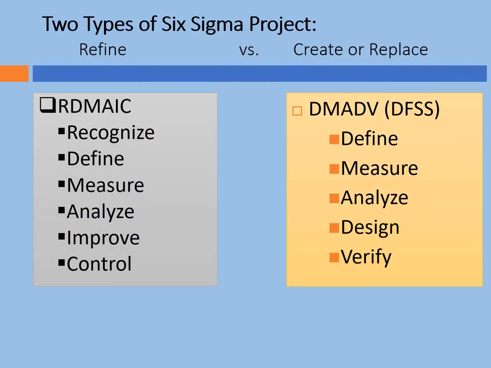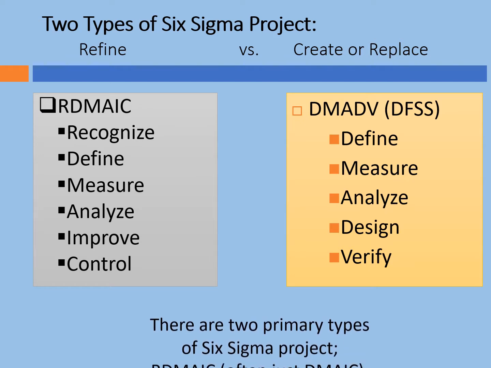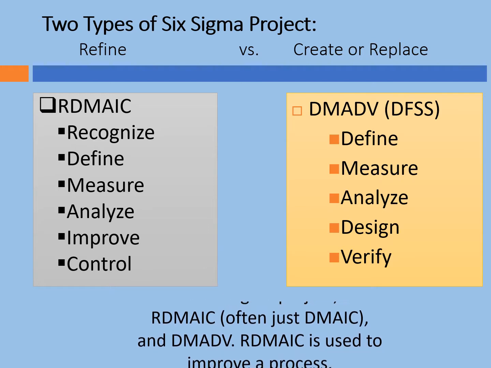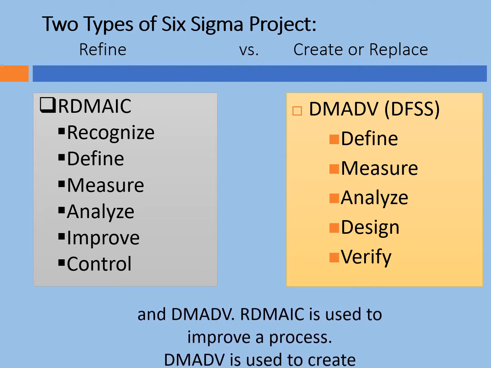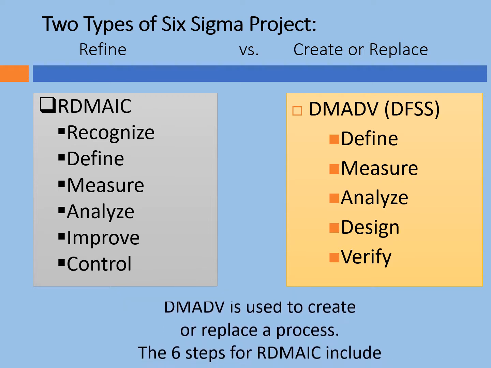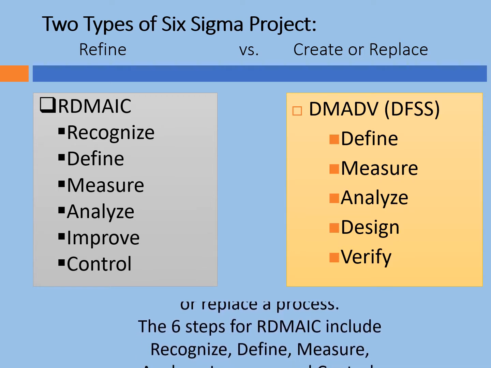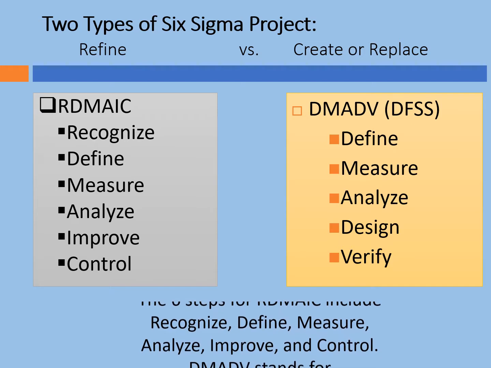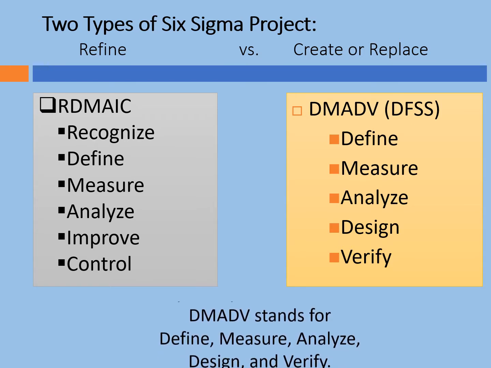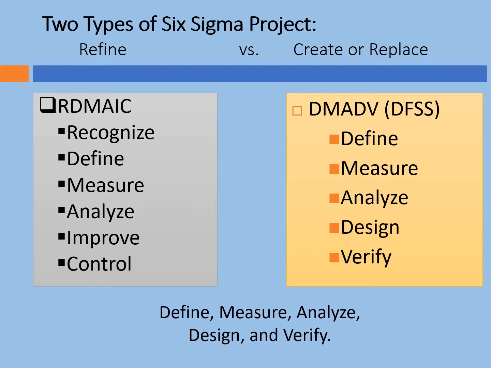Here are 2 types of Six Sigma projects. There are 2 primary types of Six Sigma project: R-DMAIC, often just DMAIC, and DMAD-V. R-DMAIC is used to improve a process. DMAD-V is used to create or replace a process. The 6 steps for R-DMAIC include recognize, define, measure, analyze, improve, and control. DMAD-V stands for define, measure, analyze, design, and verify.